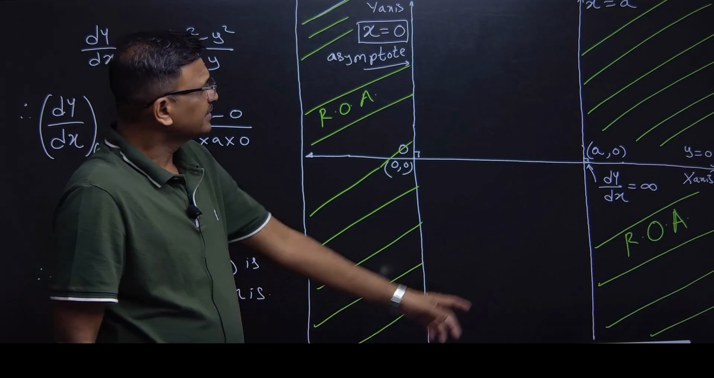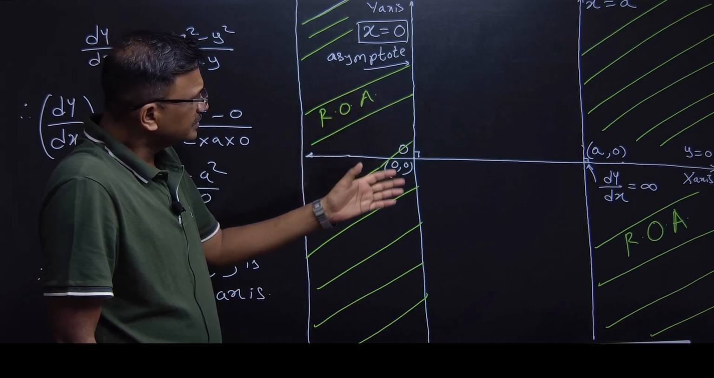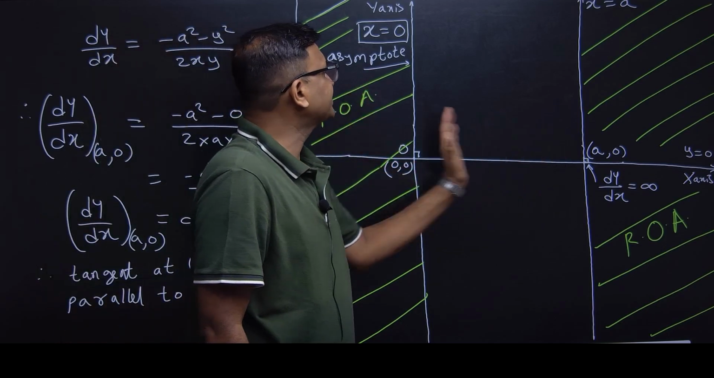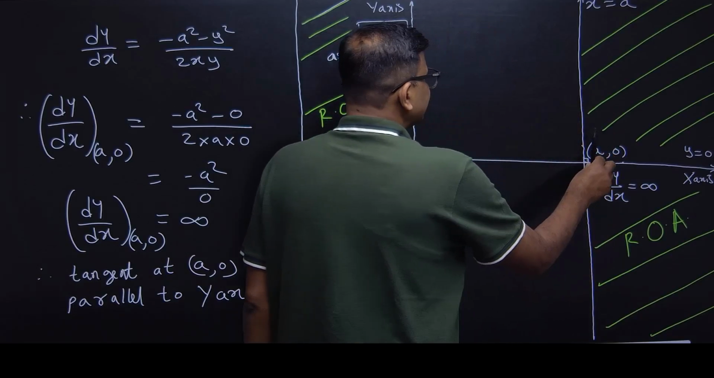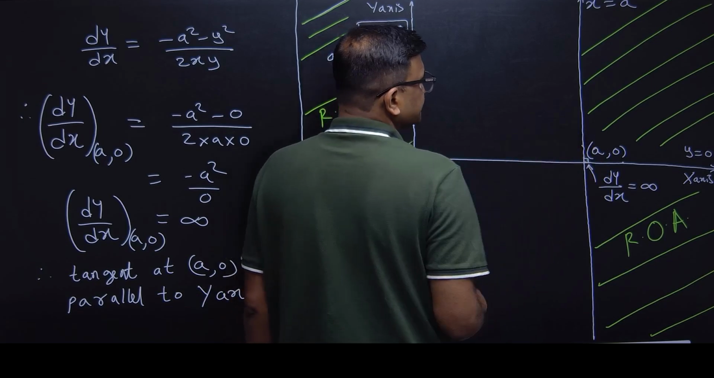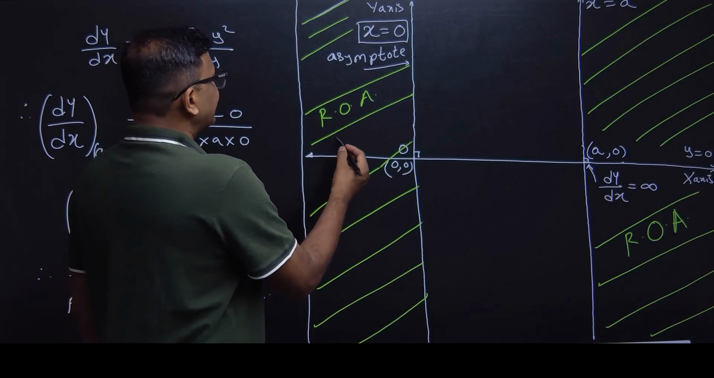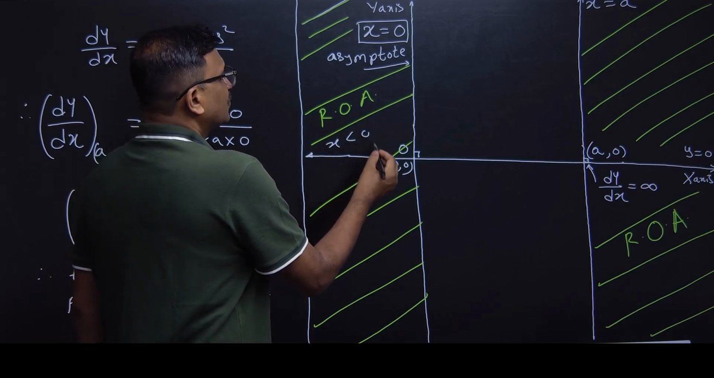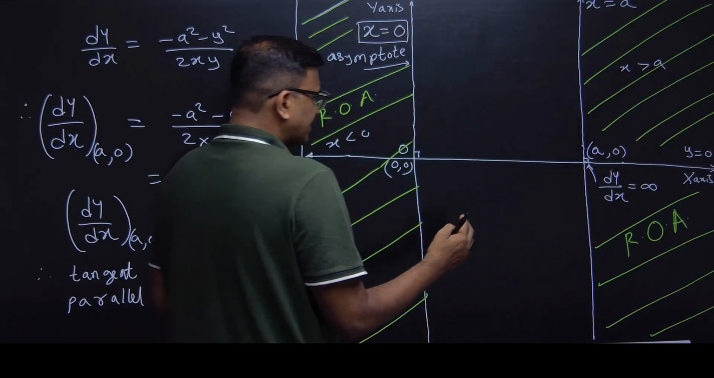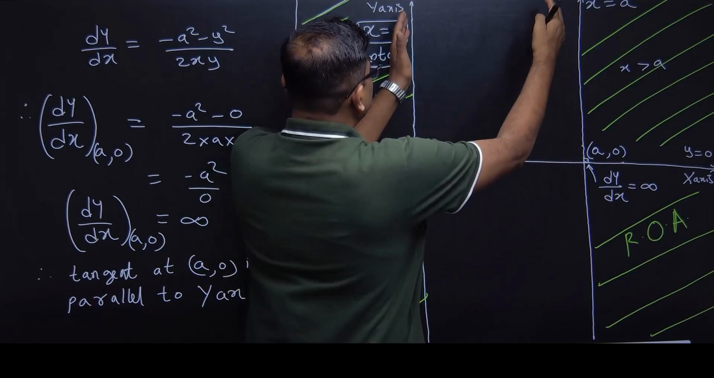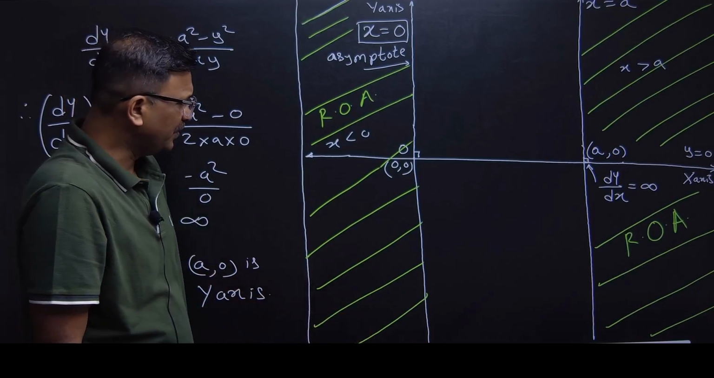That means the tangent at this point is, say, parallel to y axis. That means x is equal to a itself is the tangent to the curve. So the tangent at this point has to be parallel to y axis. And we have found out region of absence. We know that the curve does not exist for x less than 0. We know that the curve does not exist for x more than a. Whatever is the curve is going to lie within these two lines, between the y axis, which is x is 0, and between x is equal to a.